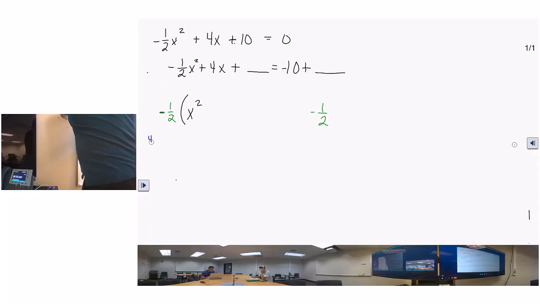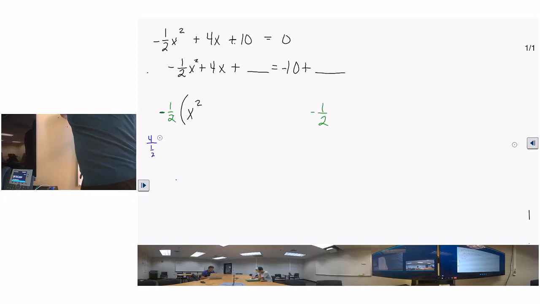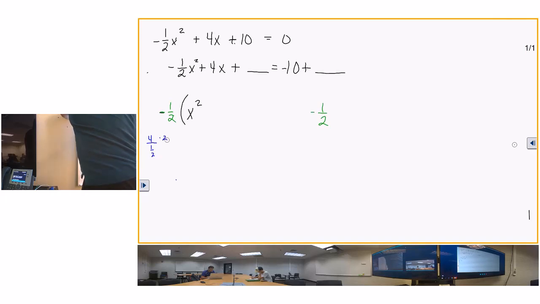4 divided by 1/2. Well, what's 4 divided by 1/2? The same thing as 4 multiplied by what? 2. Not going to be negative. Okay? So 4 times 2 is what? So when I divide 4 by negative 1/2, I get negative what? 8.